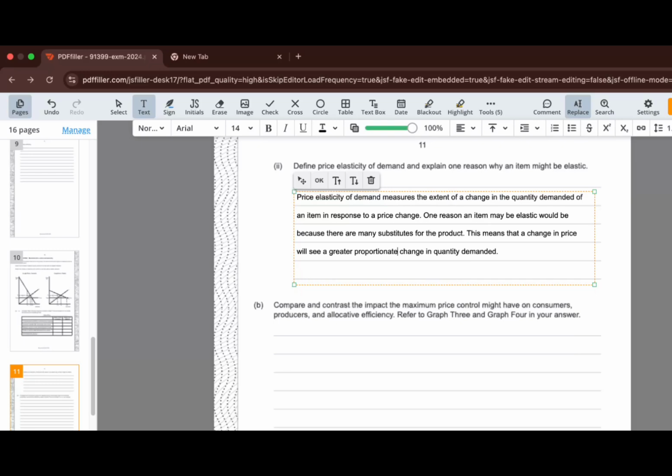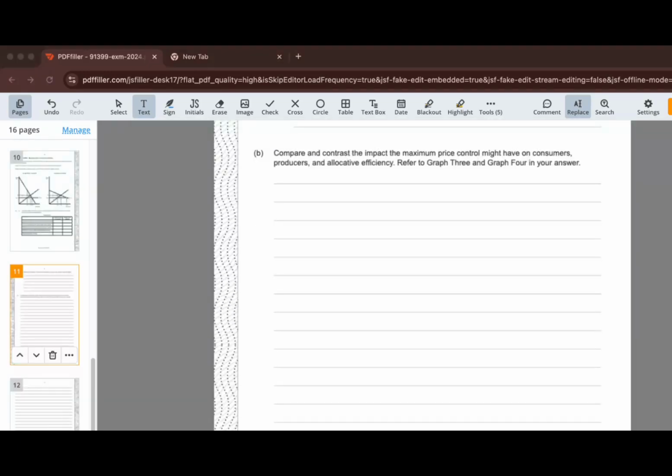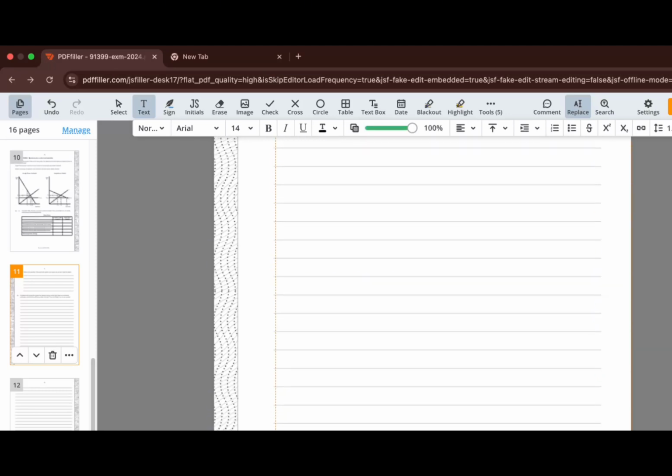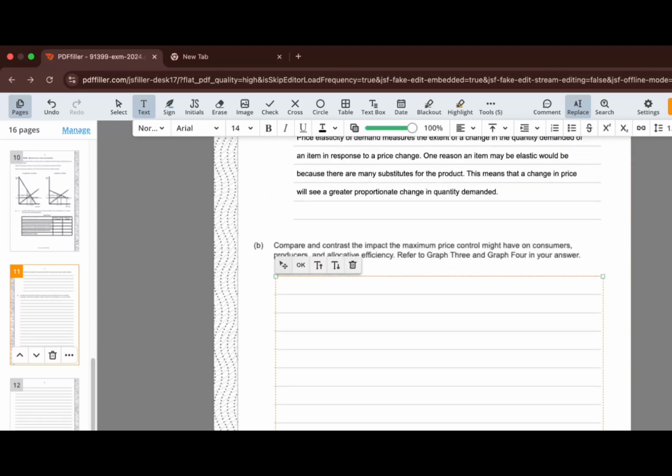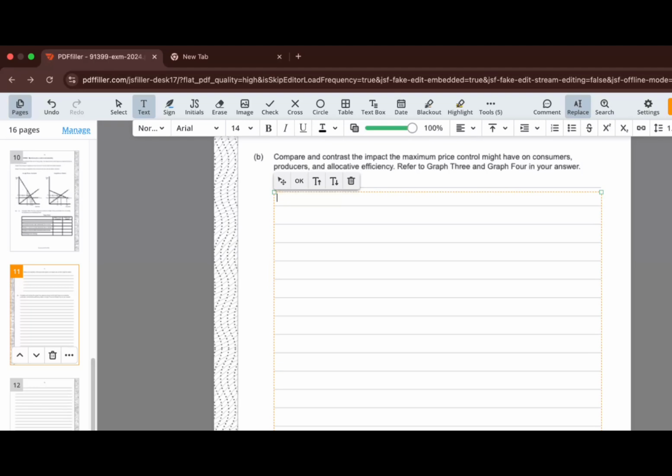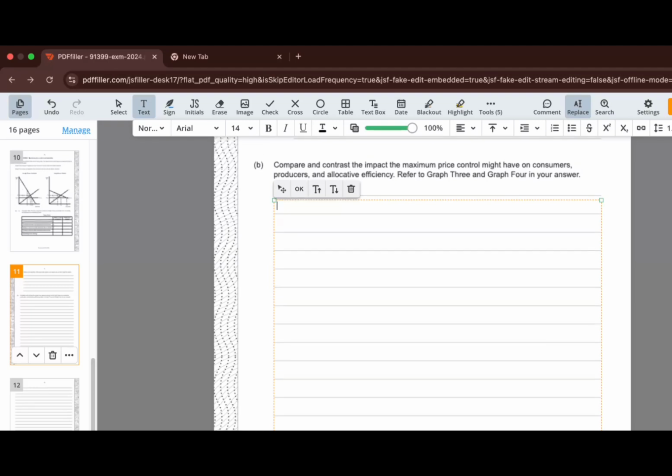We'll move on now to B. So coming on to question B here, guys, quite a big, long question. They're looking at us wanting to compare and contrast the impact of this maximum price control on consumers, producers, and allocative efficiency, and of course, remembering to reference the graphs throughout all our work. Okay, so starting off, we're just going to give them the facts on consumer surplus. We'll do consumer surplus first. So we'll just go through the different changes, referencing the graph throughout, just kind of what that means for the inelastic and the elastic graph.